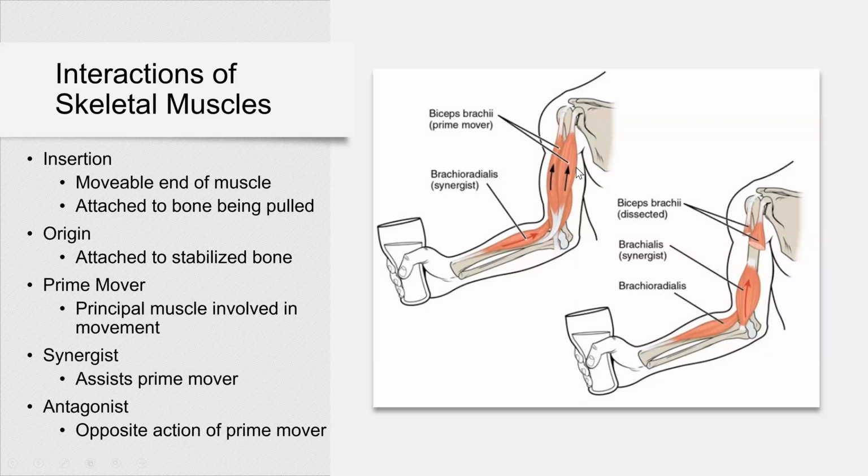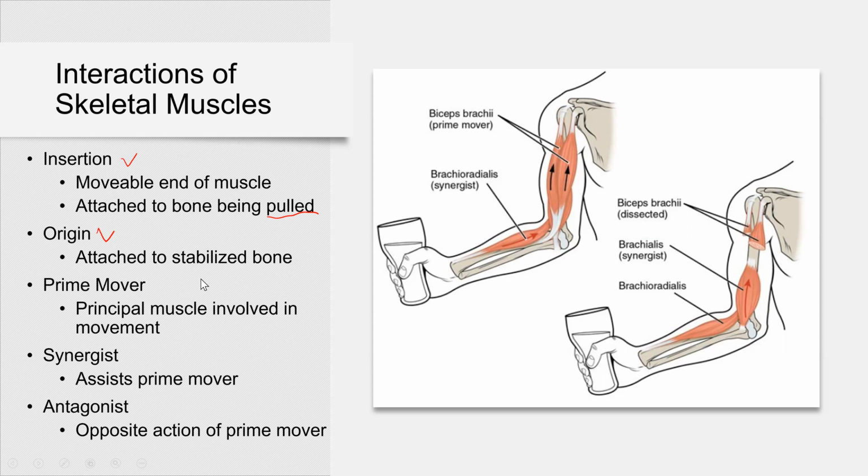So if you look at your skeletal muscles, they have 2 points of attachment to your bones. One point we call origin, and origin is attached to the stabilized bone. The second point is insertion. Insertion is attached to the movable end of a muscle and to the bone that is being pulled, right? So we have origin and we have insertion. Now your muscles can only pull, they cannot push. So they always will pull insertion towards origin, right?